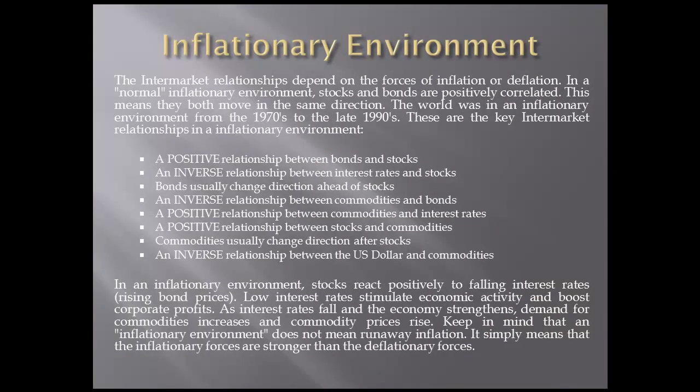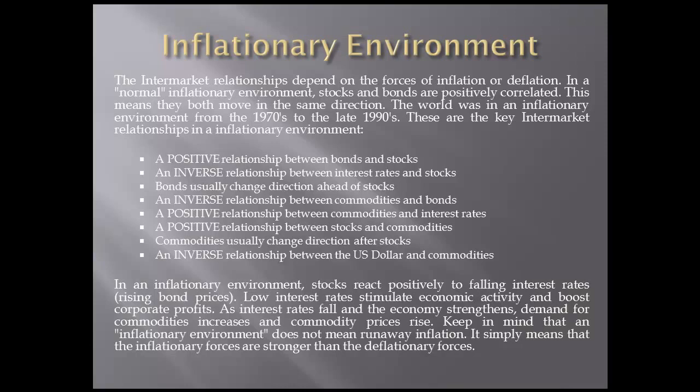All right, when we look at all these four asset groups, there are two environments that we have to work within, and that is an inflationary environment and a deflationary environment. The intermarket relationships depend on the forces of inflation and/or deflation. In a normal inflationary environment, stocks and bonds are positively correlated. That means they're going to trend together. If the bond market trades up, the stock market will be trading up in sympathy with it.